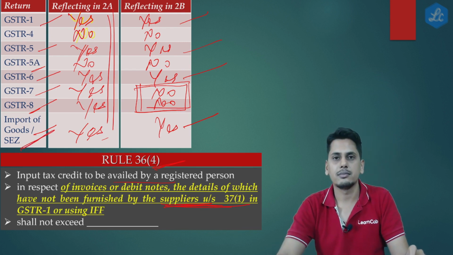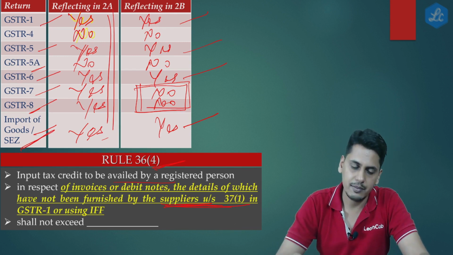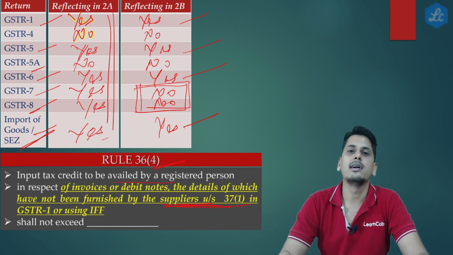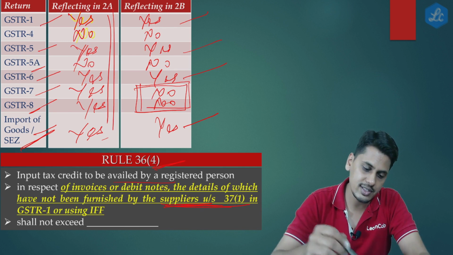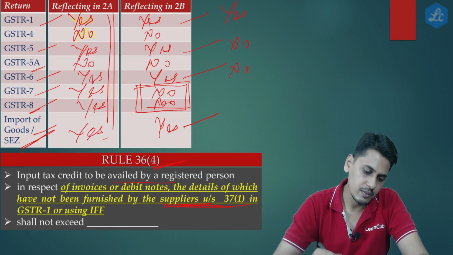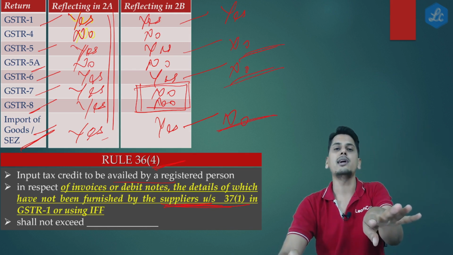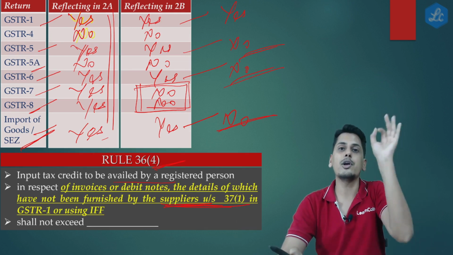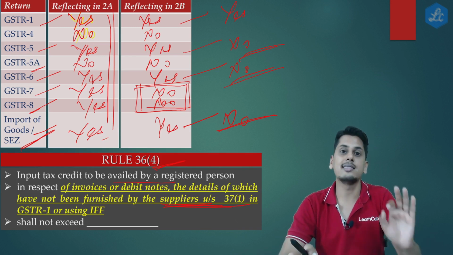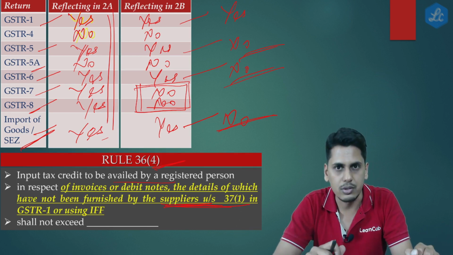So friends, in short, to the question which was raised, whether 36 sub rule 4 is applicable on those entries which are not appearing in GSTR 2B, the source of which is GSTR 1, the answer is yes. 5, no. 6, no. Customs server, no. So for these things, even though it is not appearing in 2B, still I am in a position to take the credit, because 36 sub rule 4 is not applicable on these entries, the source of which is GSTR 5, GSTR 6 and importation of goods.